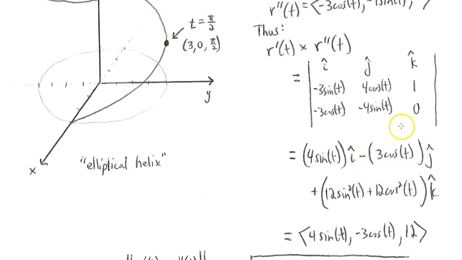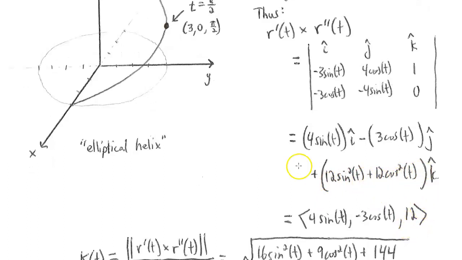Okay, and finally, with the k-th component, we have this times this. So it'll be +12 sine squared minus a -12 cosine squared. And minus a negative is going to be positive. So 12 sine squared plus 12 cosine squared, that's just 12. Okay, so we have 4 sine t, minus 3 cosine t, 12. That's our r prime cross r double prime.